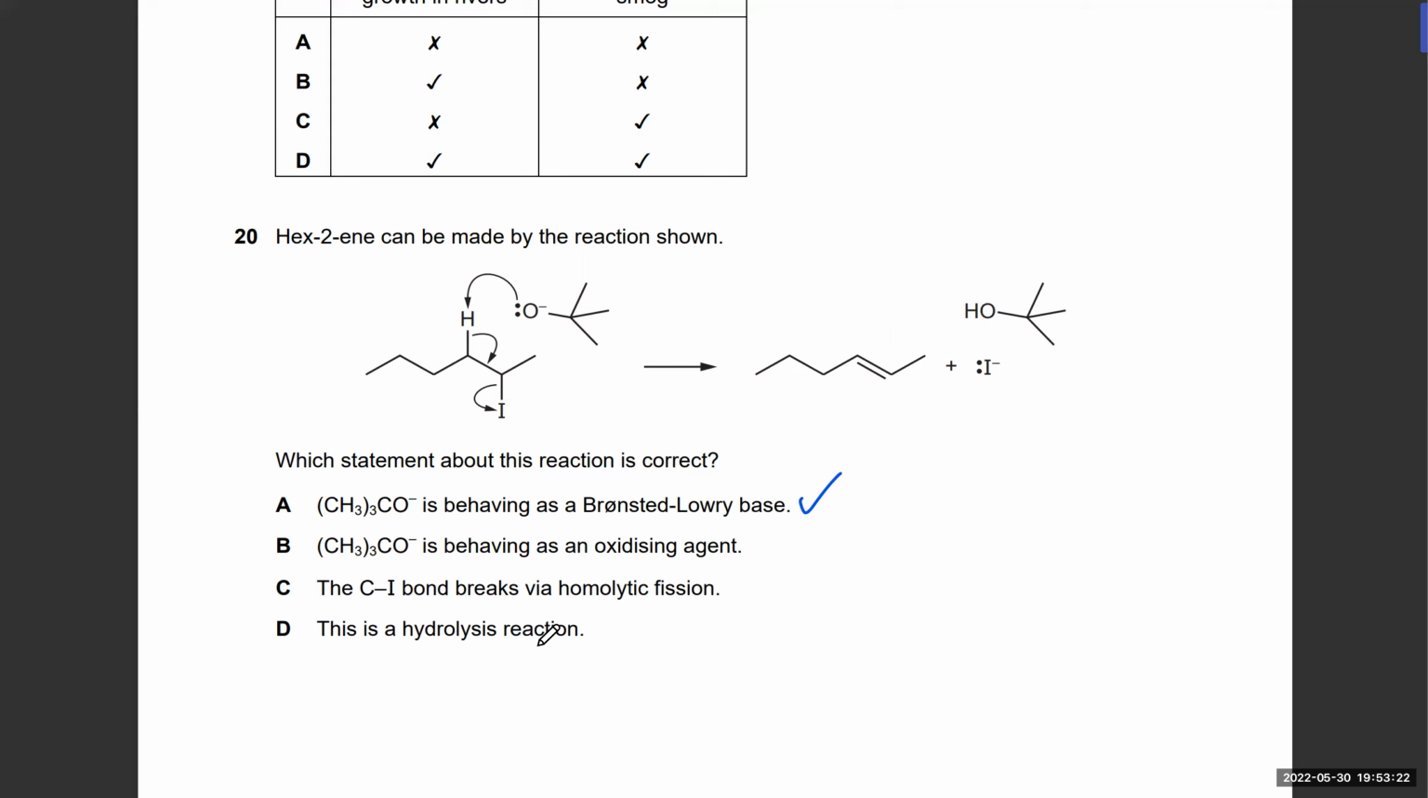This is hydrolysis? It's definitely not hydrolysis, because in hydrolysis, the molecule breaks down into 2 pieces and water is added when you break it down. So this is not hydrolysis.